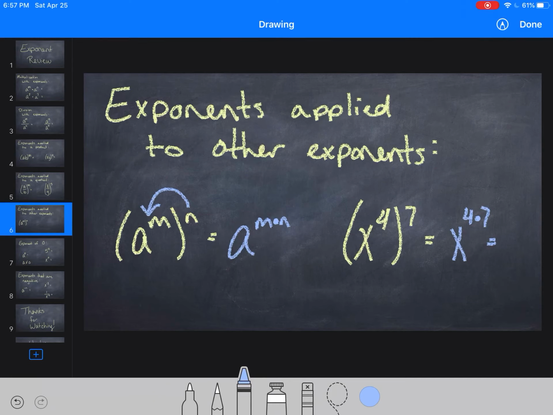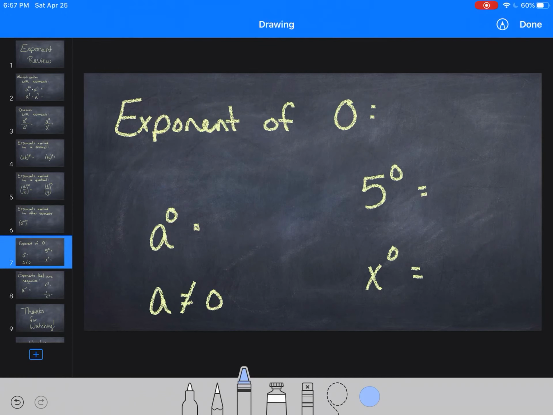So if I had x to the 4th raised to the 7th power, I would get x to the 4 times 7. 4 times 7 simplifies to 28, so I would get x to the 28.